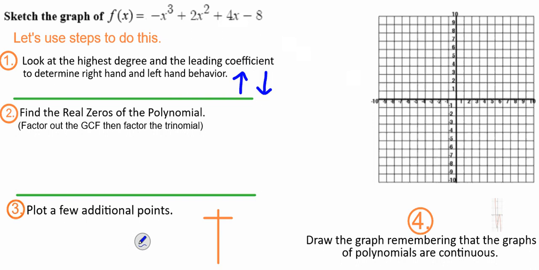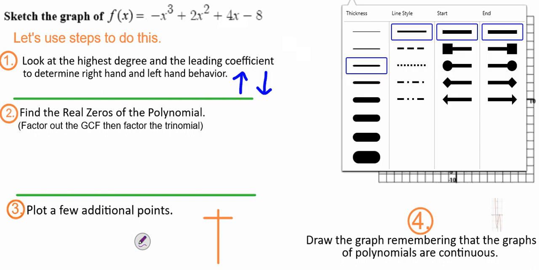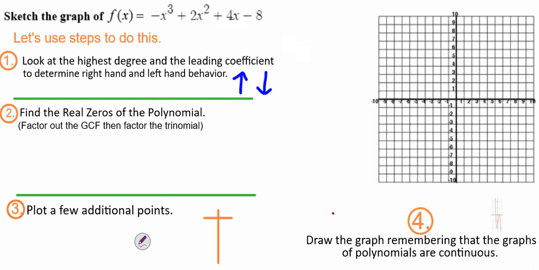All right, so we want to go ahead and find the real zeros of the polynomial. We're going to factor out. It says factor out the GCF. There's no GCF to factor out, but we're going to have to factor by grouping this time. And I don't know if everybody remembers that, so I'll try to slow myself down.